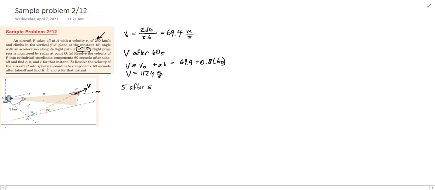Next we want to find the S after 60 seconds, so the displacement after 60 seconds. The displacement is given to us by a kinematic equation. So S is equal to S naught plus V naught T plus 1/2 AT squared. We know that the initial displacement is 0, and we know the rest of this information, so we're just going to plug it in.